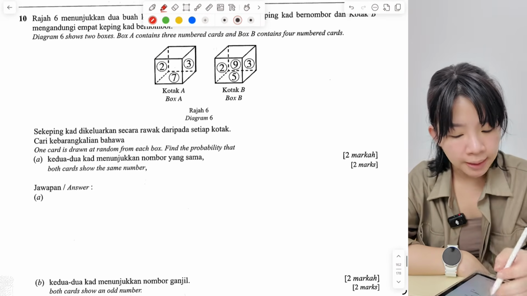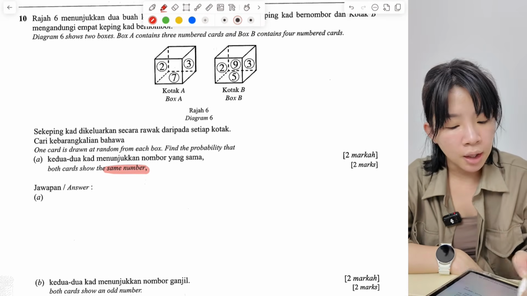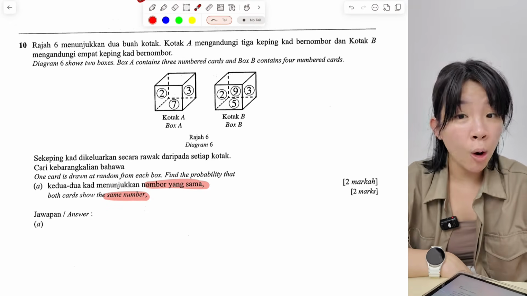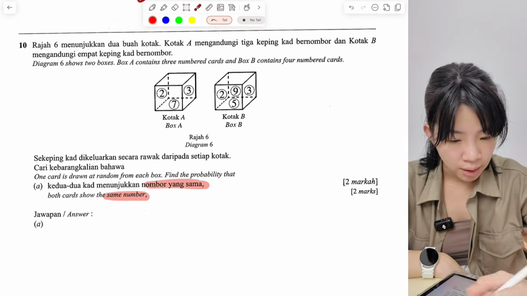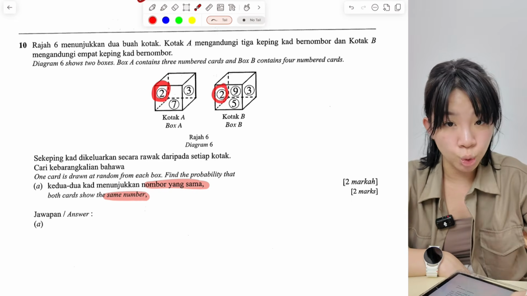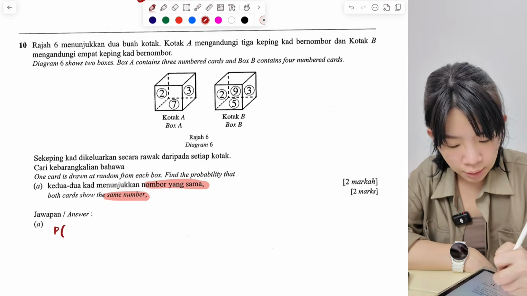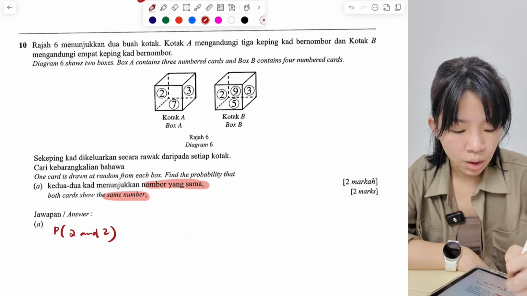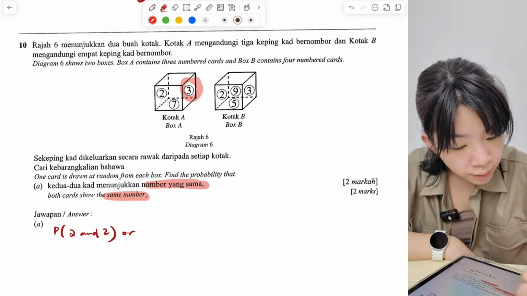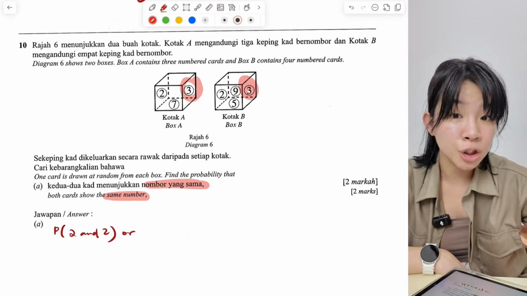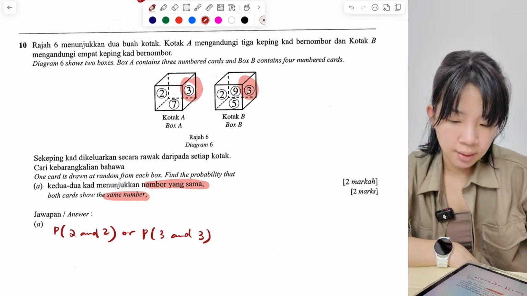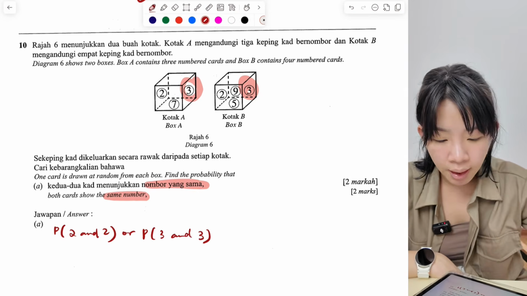Okay, so part a. What is the probability that both cards show the same number? Nombor yang sama. Okay, so think, if we want the same number, what combination do we have? If box A gets 2, box B can also get 2, same number. So we want the combination 2 and 2. Or what other combination is the same number? How about 3? Box B also has 3. So the probability of 3 and 3.